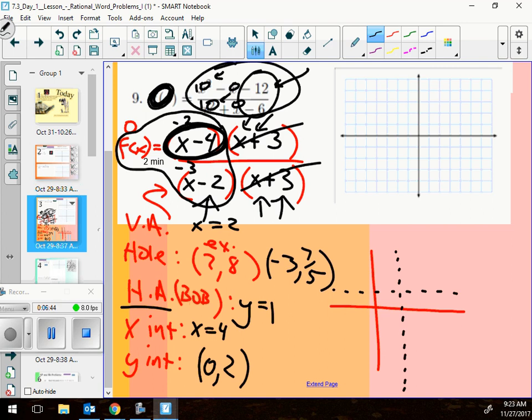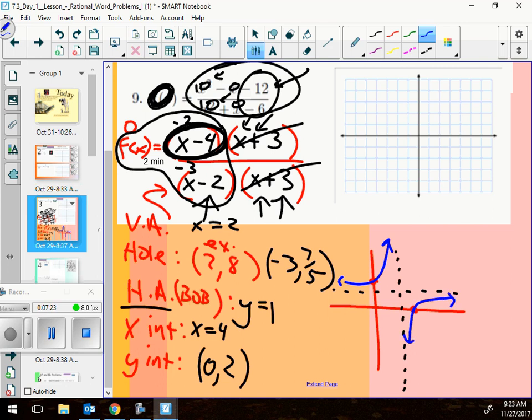And then if I fill in a few important points, like the y-intercept is at (0, 2). Wait, is that right? Let me make sure. Oh, y equals 1. Okay, good. I'm in the right spot. All right, good. Next up is the x-intercept at x equals 4, and that's right about here. And now, if I wanted to take a gamble, I could just go, okay, it's going to generally look like this and this.